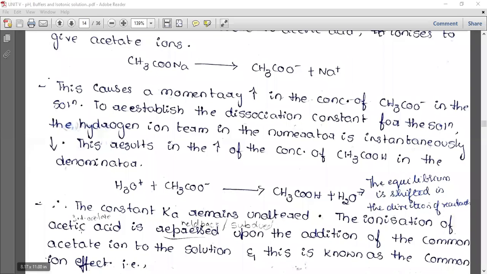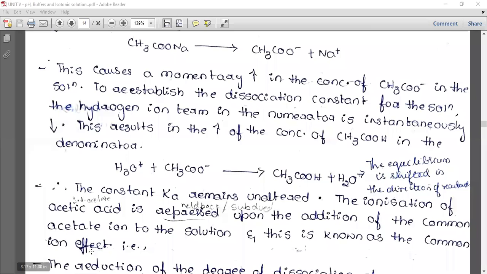The ionization of acetic acid is repressed upon the addition of a common ion to the solution, and this is known as common ion effect. Okay, so the ionization of acetic acid is decreased on adding sodium acetate, which has a common ion, which is the acetate ion. So because there is a decrease in the ionization of acetic acid on adding sodium acetate having a common ion, that is acetate ion, this effect is known as common ion effect.